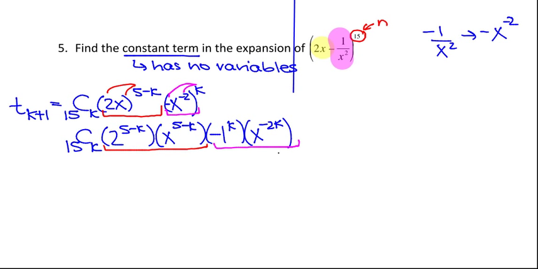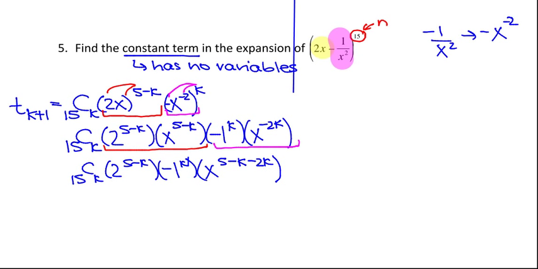Now I'm going to combine my x's together. I can do that because I'm multiplying and my base is the same, therefore I can add my exponents together. So I'll have 2 to the 15 minus k, then I will have negative 1 to the power of k, and then I will have x to the power of 15 minus k minus 2k.